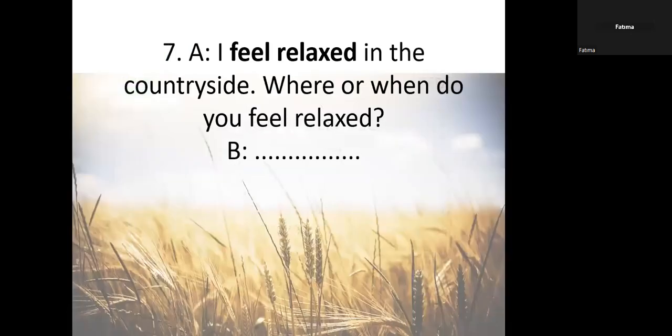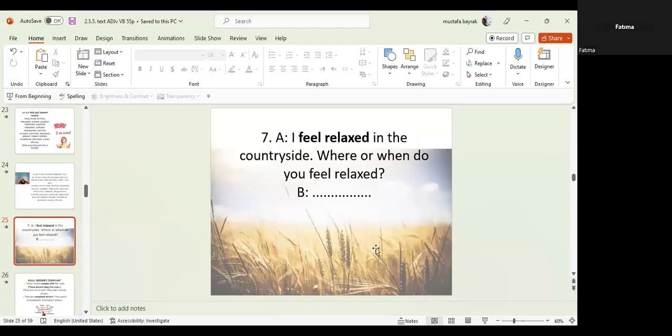Dialogue 7. A: I feel relaxed. I feel comfortable. Just like it is, although it is passive, although it is past participle verb 3, it is also adjective, just like I feel comfortable. I feel happy. I feel relaxed in the countryside because the countryside is relaxing. Let me write it there. I feel relaxed in the countryside.